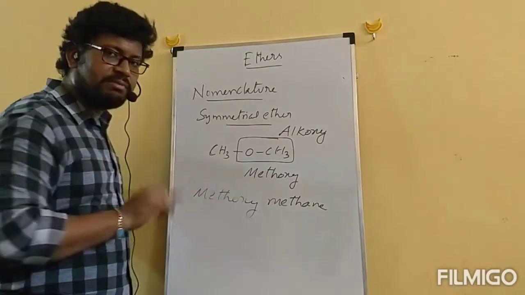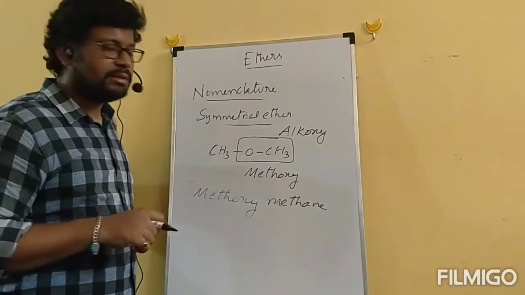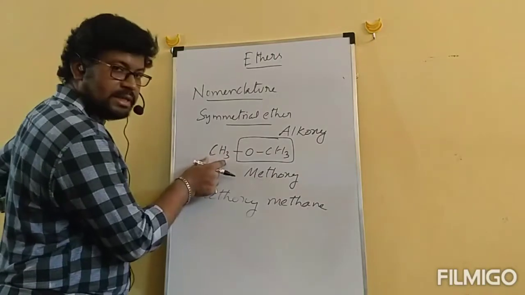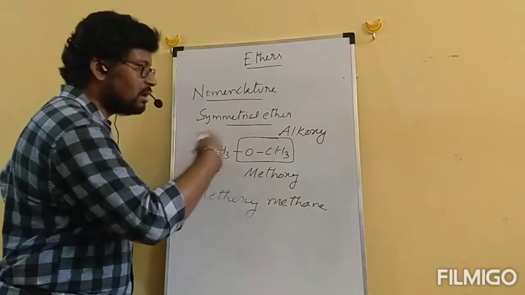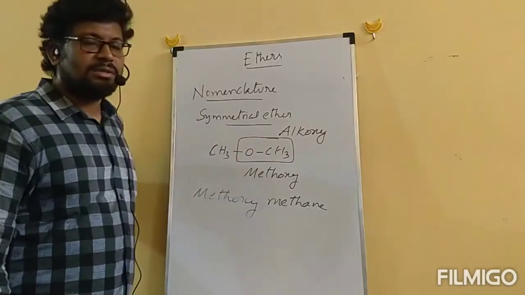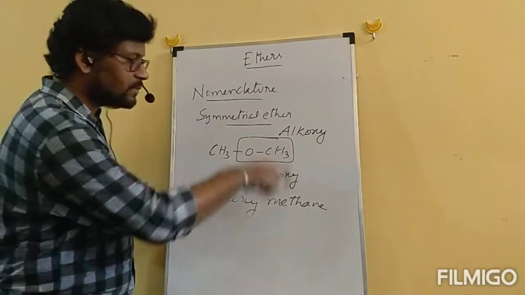Remaining carbon chain contains how many carbons? One carbon. So this is called methane, and methoxymethane. This is the complete name of this ether. So when we have a symmetrical ether, this is the procedure.